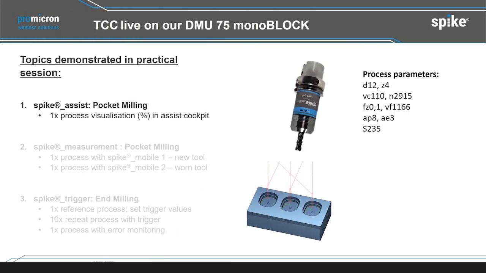So now I would like to introduce the practical session to you, and we will jump directly to the machine, to Dirk, to show you the software running live. First, we will use the Spike Assist set, and we are doing a pocket milling session. Here we only want to show you the Assist cockpit, what the machinist will see during process visualization.